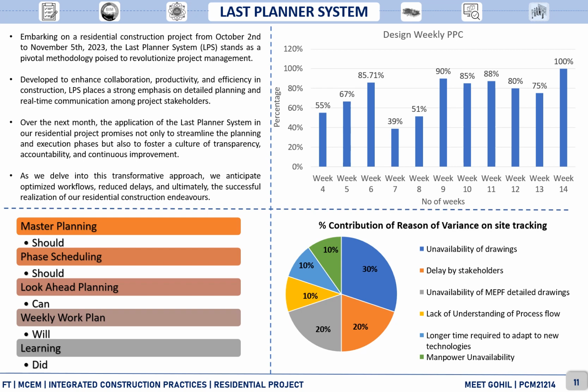Talking about the last planner system, it contains master planning, then phase scheduling, look ahead planning, weekly work planning, and the learnings which we did. We have set a planned percentage complete graph for our studio work, in which we achieved 80% or more accuracy in more than 4 weeks.